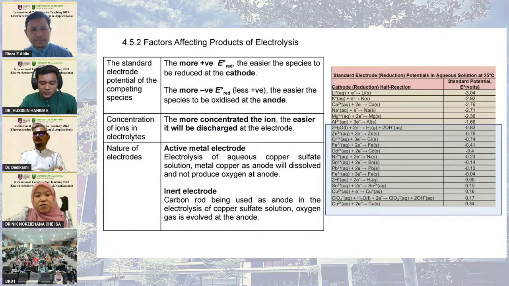Or if you use inert electrodes, maybe carbon or platinum, the inert electrodes will not dissolve. However, it will only produce oxygen gas at the anode, all right? So you have to consider all these factors in order to predict or produce a desired product at your electrodes, all right?